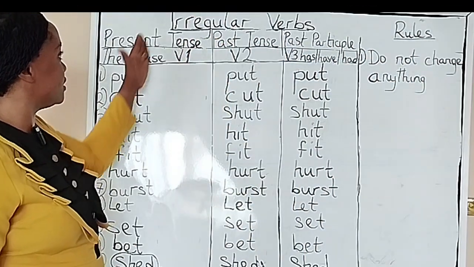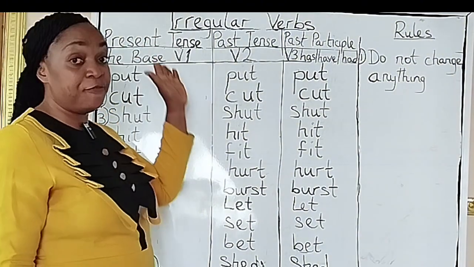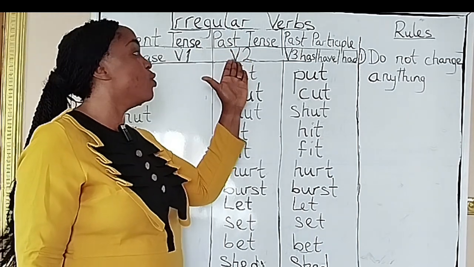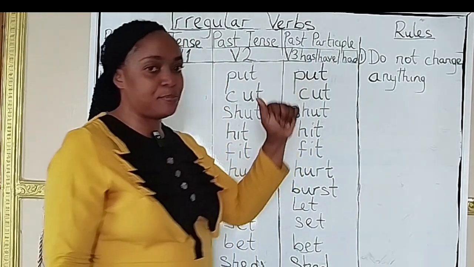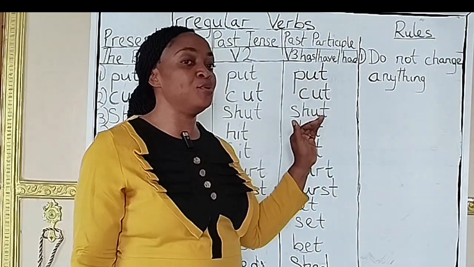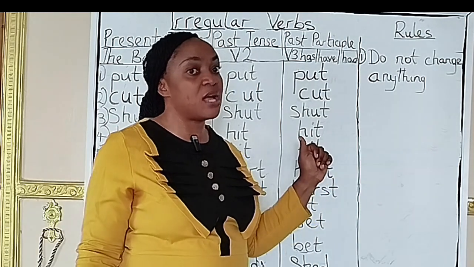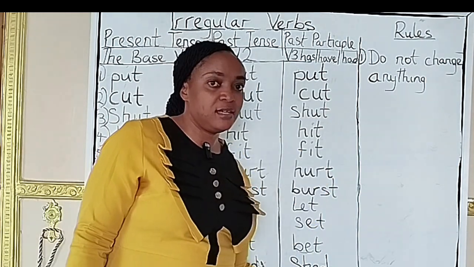Right here, you can see the present tense, which we call the base, and that's the V1. And we have the past tense, which we call the V2. And we have the past participle, which we call the V3. This is where you need to put has or have, or the past tense of have or has, which is had, before you can use any of these.